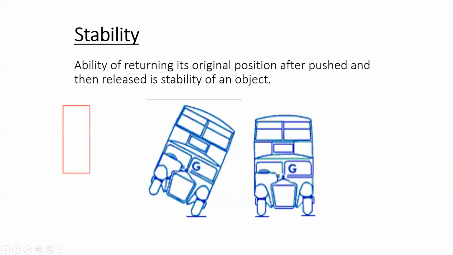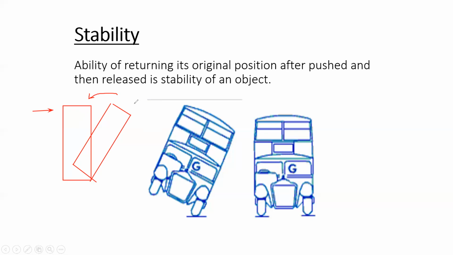Like you have a glass, you apply the force, you tilt the glass. When you release your force, if the glass returns back to its original position, we say the glass is stable.